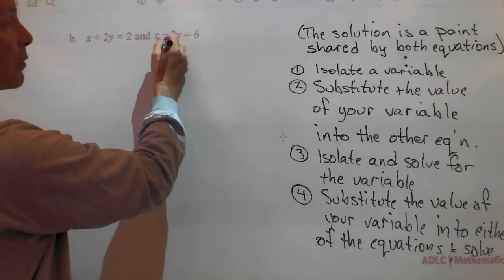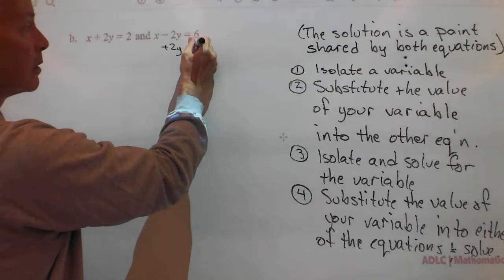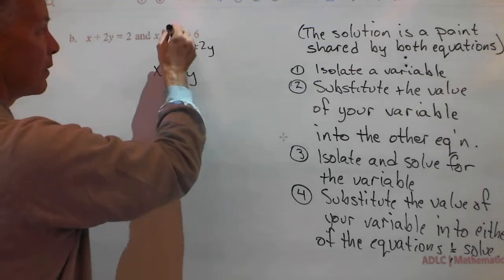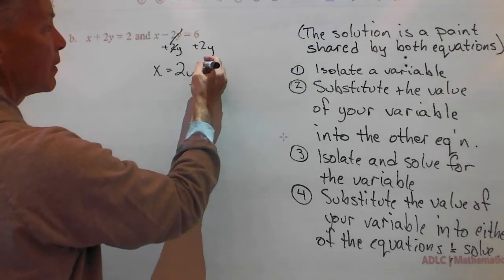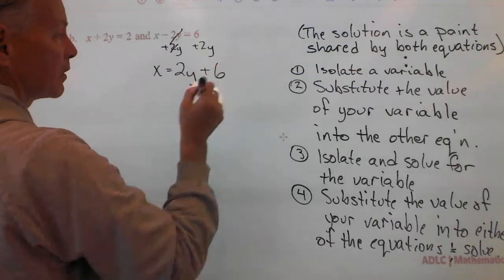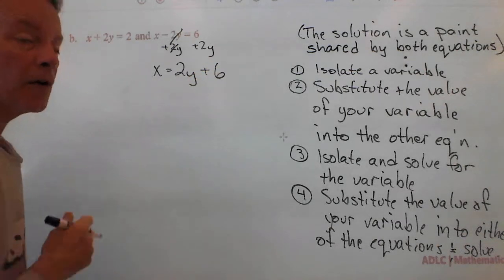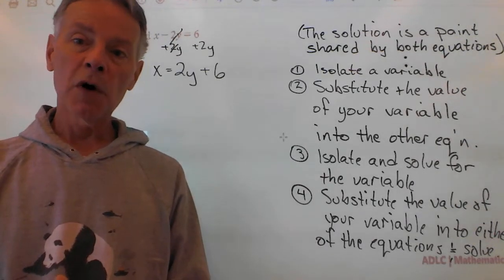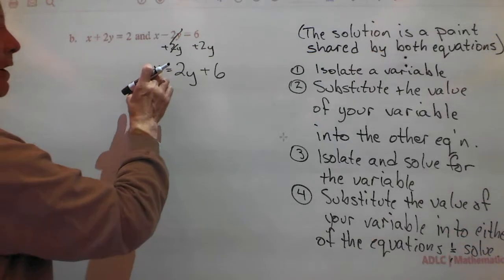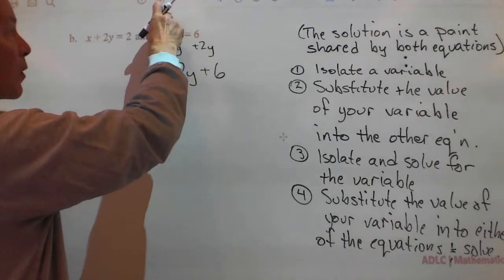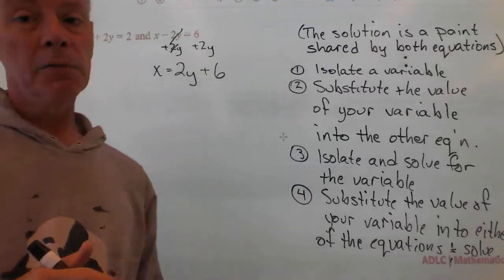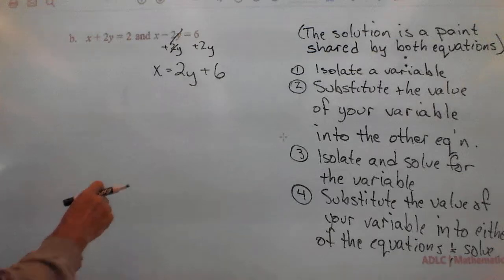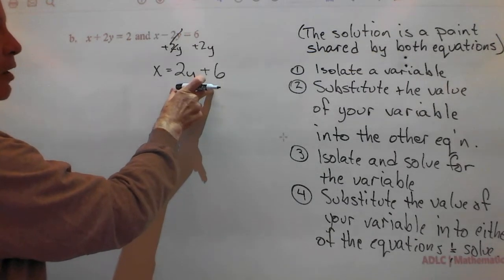And to isolate x, we simply add 2y to both sides, giving us x equals 2y, right? These cancel to give 0. x equals 2y plus 6. We've isolated our variable x. Remember, because this is a system of equations, we know that this value for x will work for both equations, right? Because it's a point they share. It's that intersection point. So we've done step 1, isolate the variable.